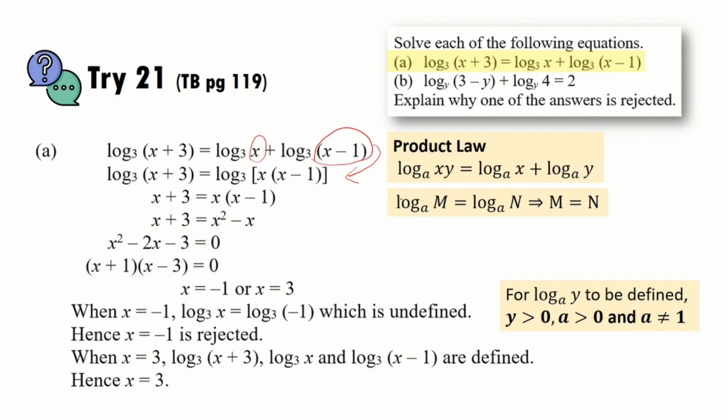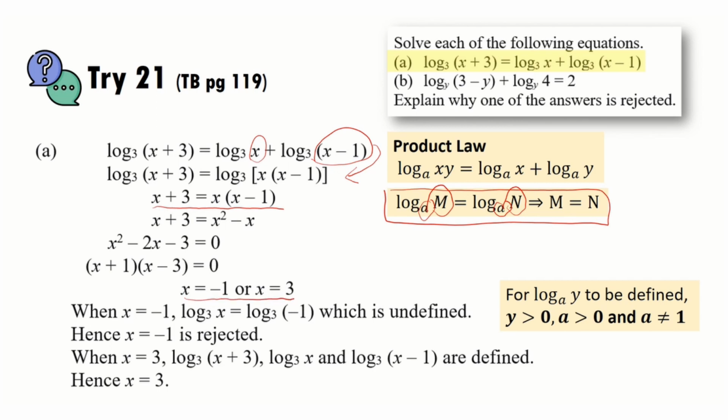Subsequently, we will make use of this property over here, whereby if I have two logarithms with the same base, I can say that the value of m and the value of n will be equal. So, translating it to this question, we get x plus 3 equals x times x minus 1. From here, we can simplify it and get a quadratic equation, which we already know how to solve, and we get x equals negative 1 or x equals 3.